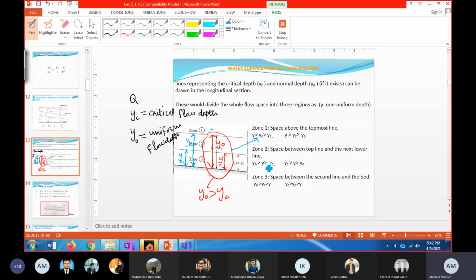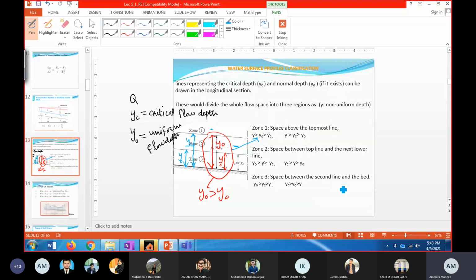value. And zone 2, space between top line and the next lower line. So this is zone 2, and there can be 2 scenarios in zone 2. One is y naught greater than yc, and in between there would be y. So y lies here in this zone, okay, and when yc is greater than y naught, in between yc and y naught there would be y. So this is zone 2.